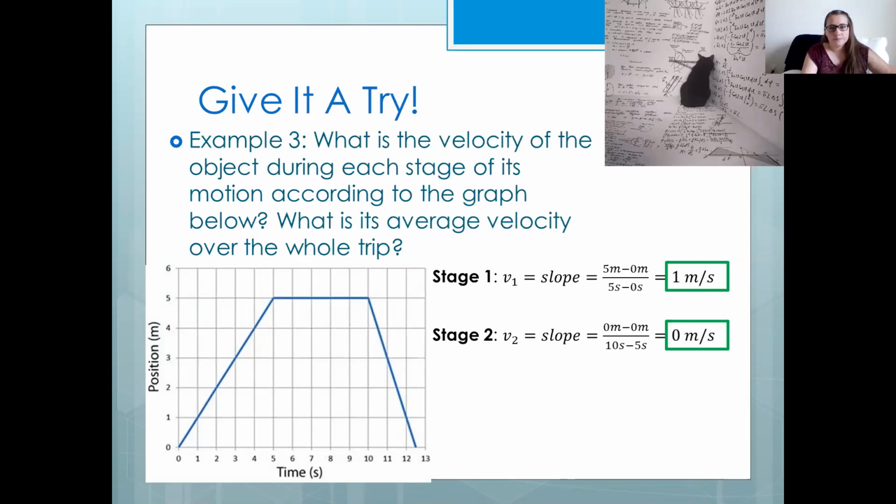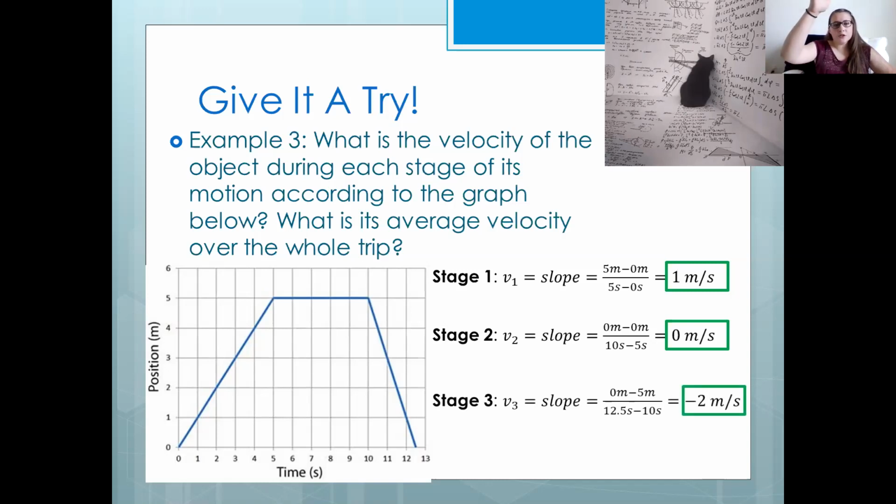The slope is 0. Stage 3, if you look at the slope, we're starting at a position of 5 meters and going back to a position of 0 meters. So 0 minus 5. And we're doing that in the time frame of 10 to 12 and a half seconds. So 12.5 minus 10 seconds, that gives us a slope of negative 2 meters per second. And remember, that negative sign gives us a clue about what direction it's traveling. It's traveling back towards the starting line, or back towards the origin.